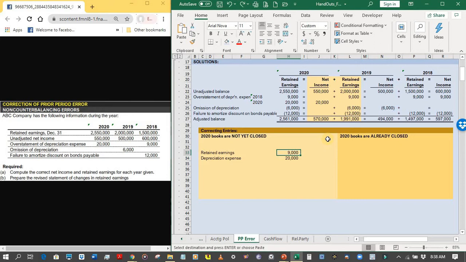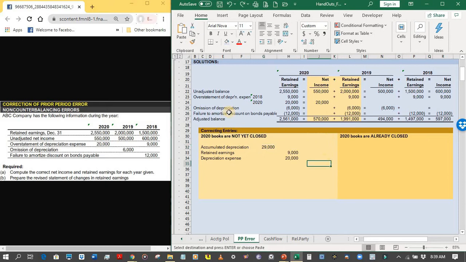Since these are errors in depreciation expense, and the journal entry to record the depreciation expense involves a credit to accumulated depreciation, it means that the overstatement of depreciation expense also resulted in the overstatement of accumulated depreciation. To correct the overstatement of accumulated depreciation, we need to debit accumulated depreciation for a total amount of 29,000 pesos. And the 29,000 pesos is the cumulative overstatement in the depreciation expense.